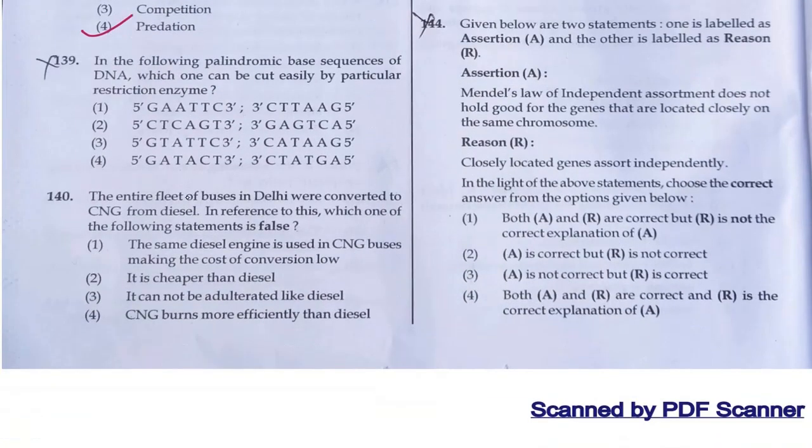Coming to question number 139. In the following palindromic base sequences of DNA, which one can be cut easily by a particular restriction enzyme? The palindromic sequence you can get is 5' GAATTC 3', 3' CTTAAG 5'. That will be the correct one.